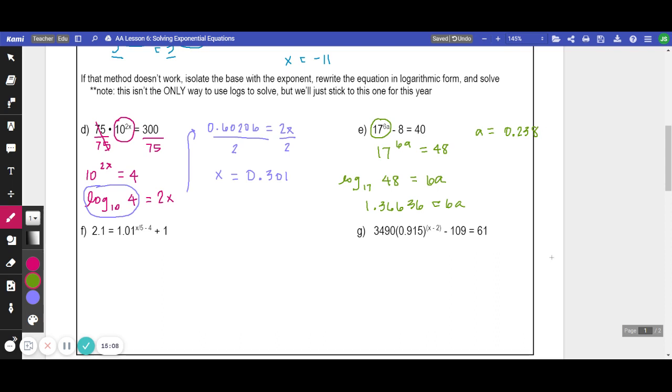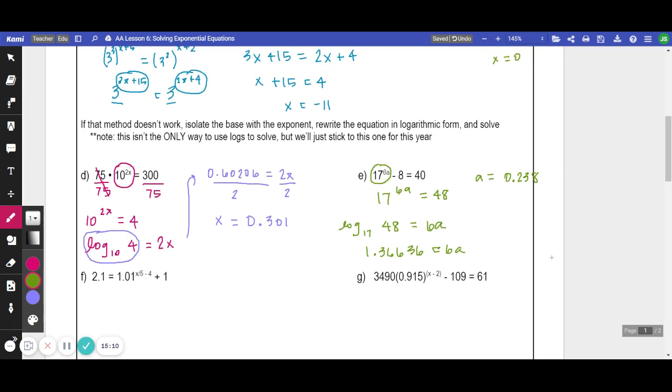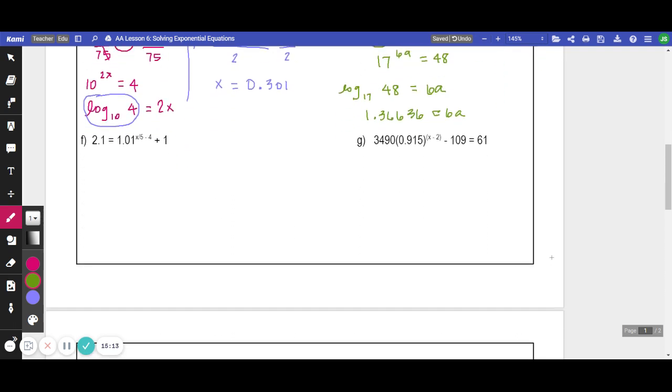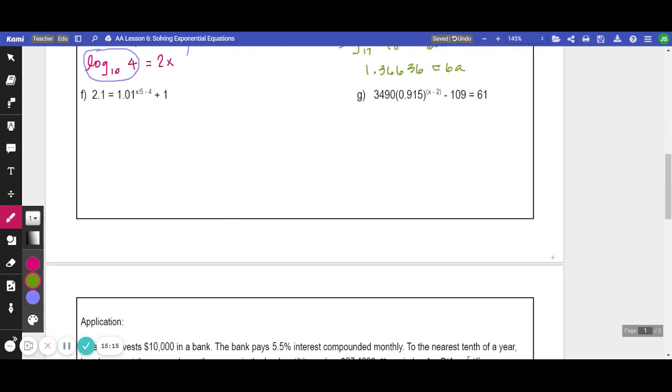Okay, if you're feeling good, go ahead and try these two. Pause me and try these two. If not, then follow along. We're going to do two more that are similar. They're just a little bit different in terms of isolating it first or solving afterwards.